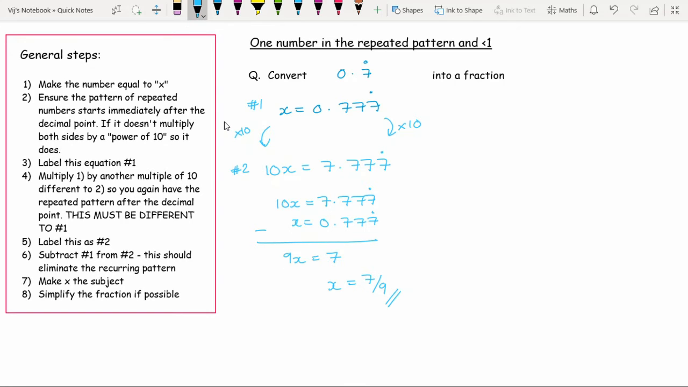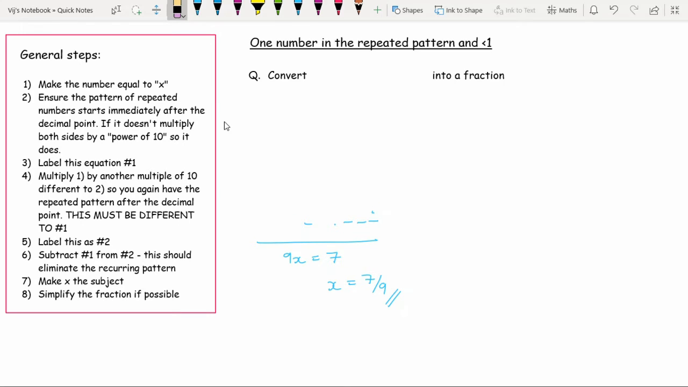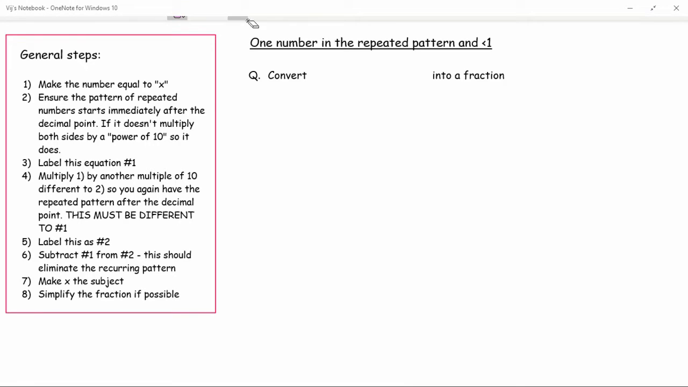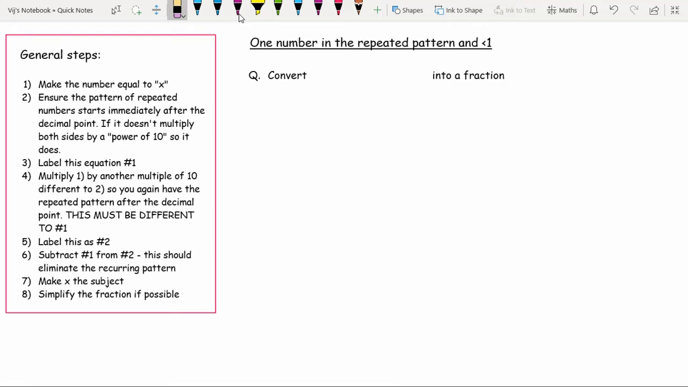Now when you've got more than one number in your pattern, let's have a look at what those types of questions look like. Let's get started. So let's have a look at 0.24 recurring. Here we've got two numbers in our repeated pattern.